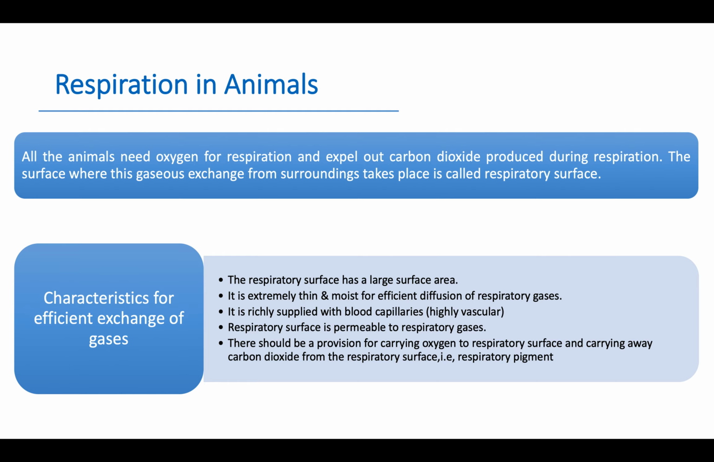Respiratory surface is permeable to respiratory gases. It means gases can be diffused easily at this surface. There should be a provision for carrying oxygen to respiratory surface and carrying away carbon dioxide from the respiratory surface, that is, respiratory pigment.